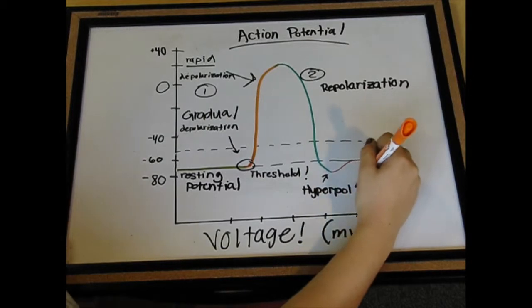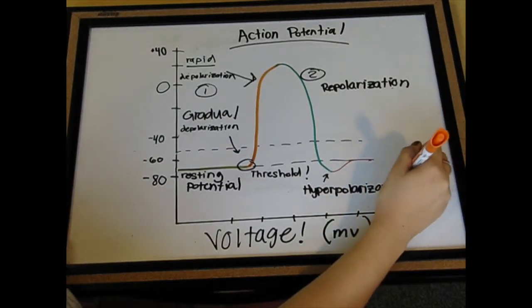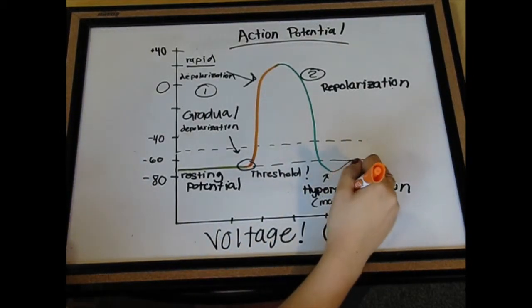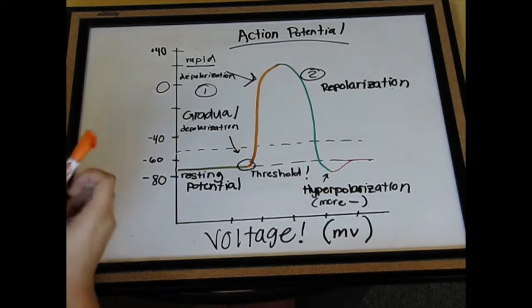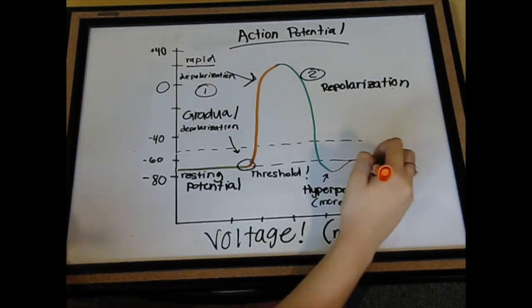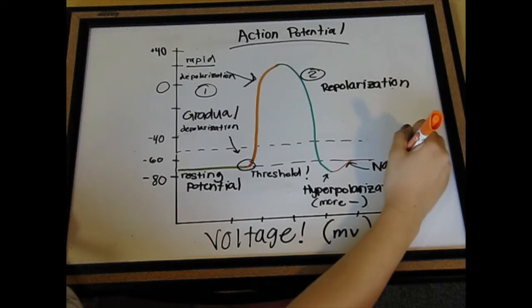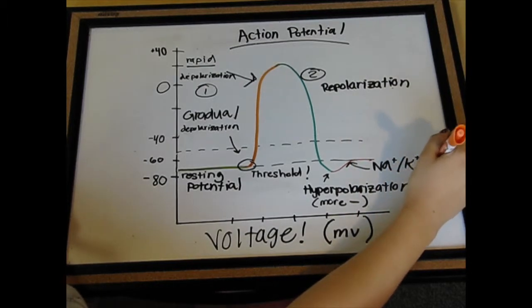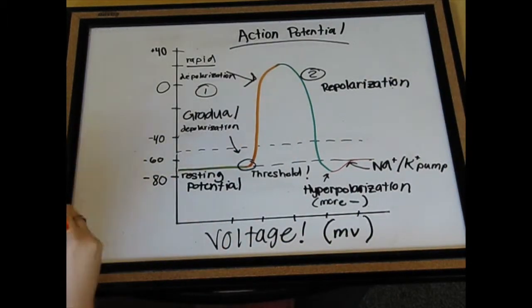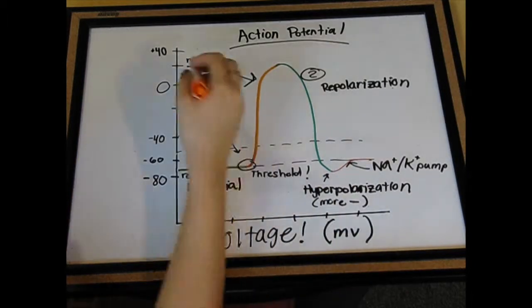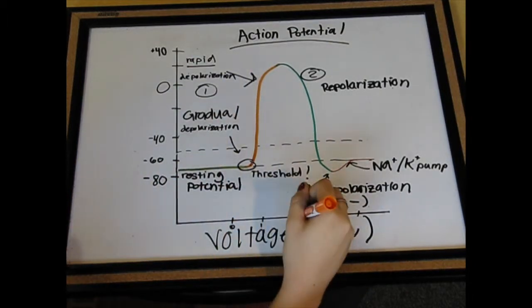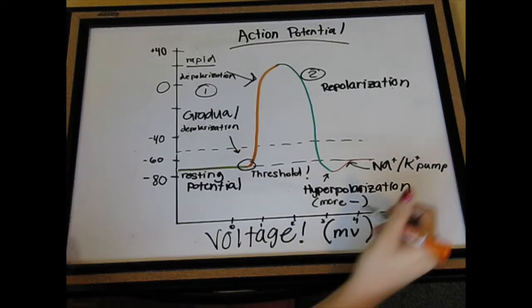To return the ion concentrations back to normal, the sodium-potassium pump kicks in, using ATP, and pumps 3 sodiums back out of the membrane for every 2 potassium ions that come back in. Hyperpolarization and the sodium-potassium pump are in the refractory period, and after, resting potential is restored.